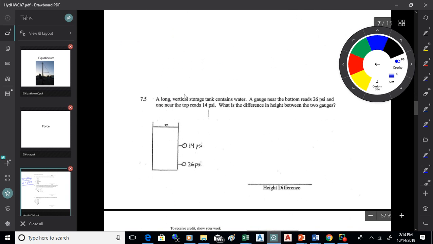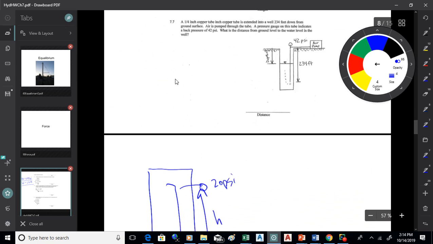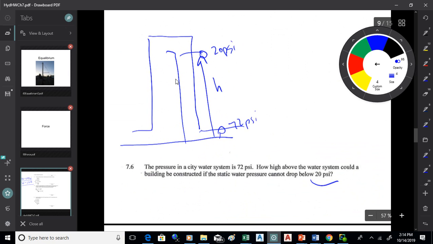Okay, this one here, we're going to get into 1 psi is 2.31 feet. You ought to be able to work through that one based on the difference in pressure and relate that to a height in feet. Okay, next one is pretty similar. You're starting off at 72 psi at the base of the building. Your water pressure cannot drop below 20 psi, so you can just set that to 20 psi at the top of the building. Find the pressure difference between and convert that into feet, I think would be the way to do that.